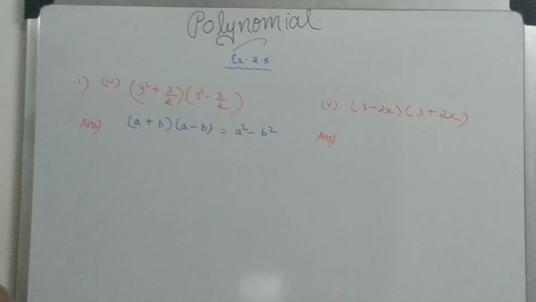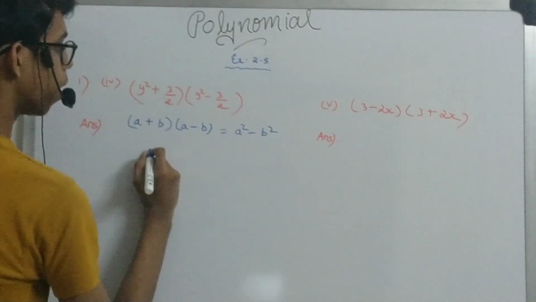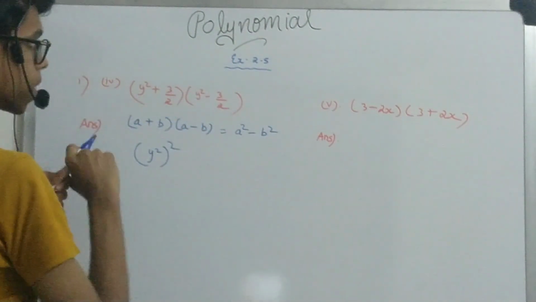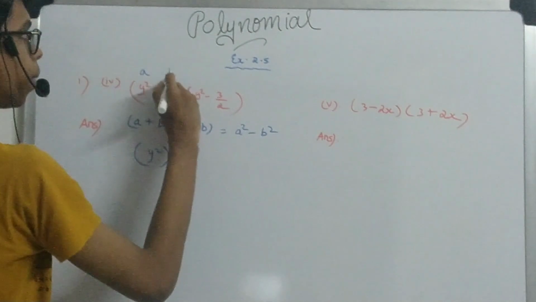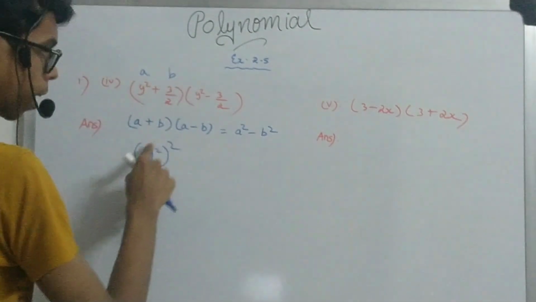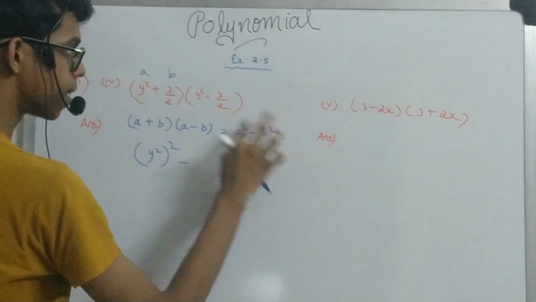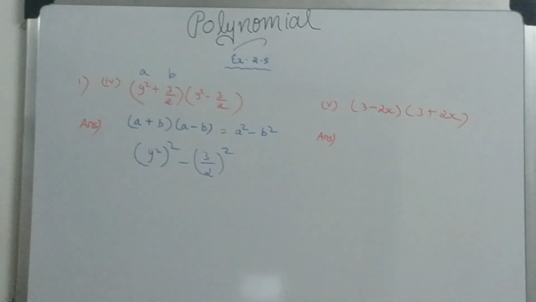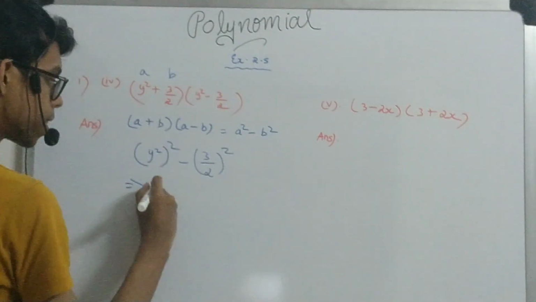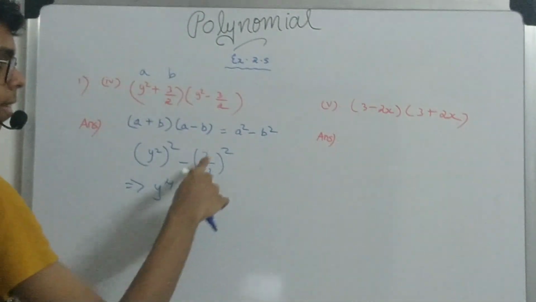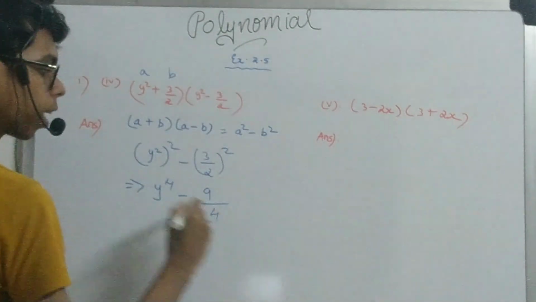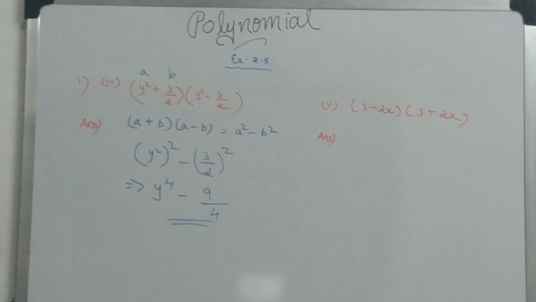Here y square is our a and 3 by 2 is our b. So y square, the whole square, minus b, which is 3 by 2, that also you have to square. Y square the whole square means y raised to 4, minus 3 square, which is 9, by 2 square, which is 4. So this is the final answer: y raised to 4 minus 9 by 4.